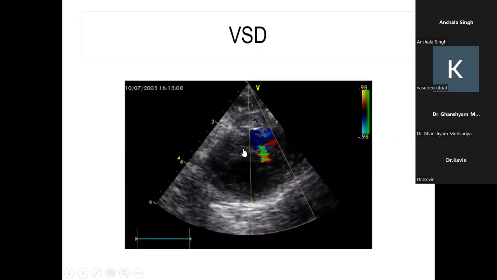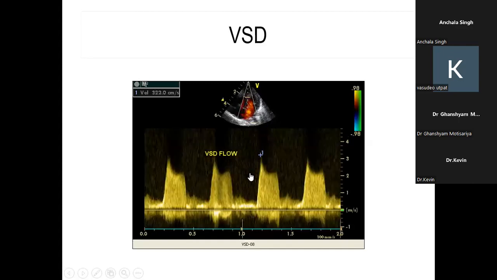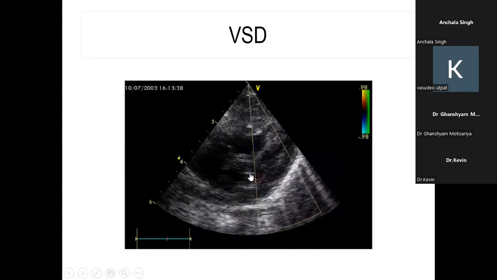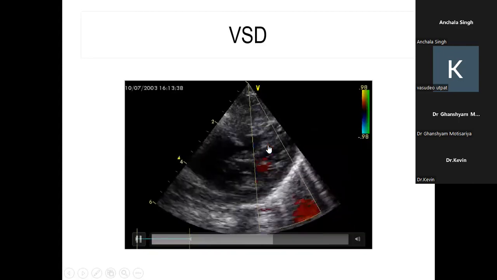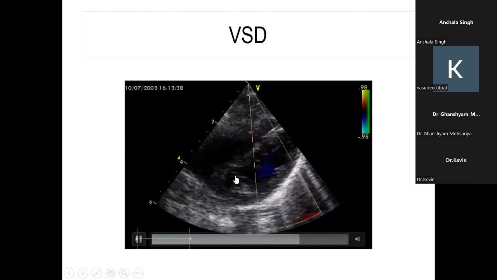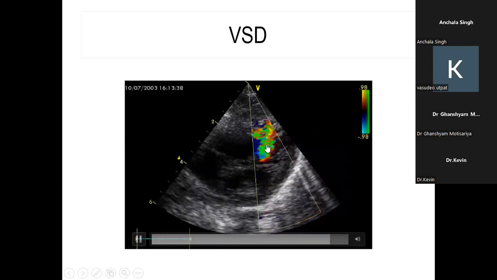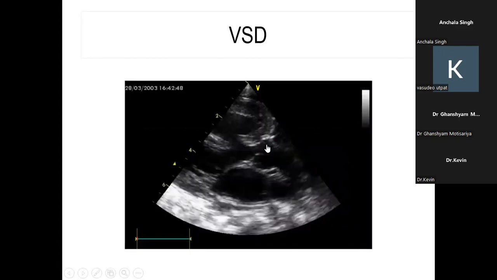This VSD will be seen again in cross section in the parasternal short axis view at the mitral valve, at the papillary muscles. So again, the same thing that is seen over here. Now, instead of the inlet, it has become an outlet muscular VSD. Here is the aorta. So this becomes an outlet muscular VSD. This is a perimembranous VSD.